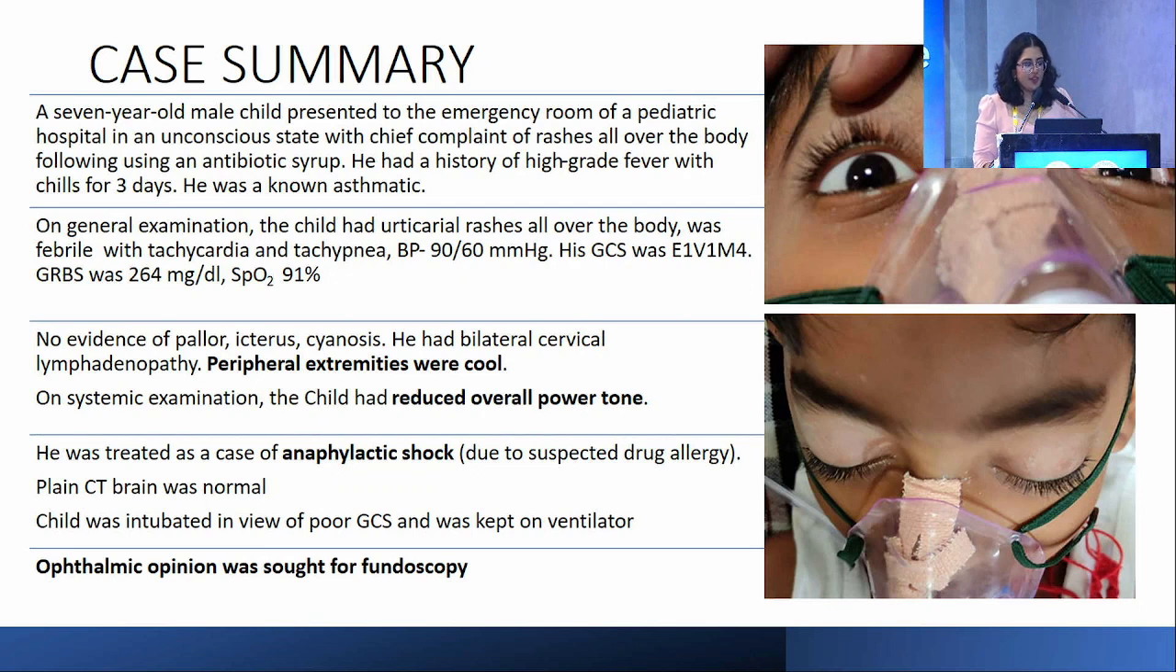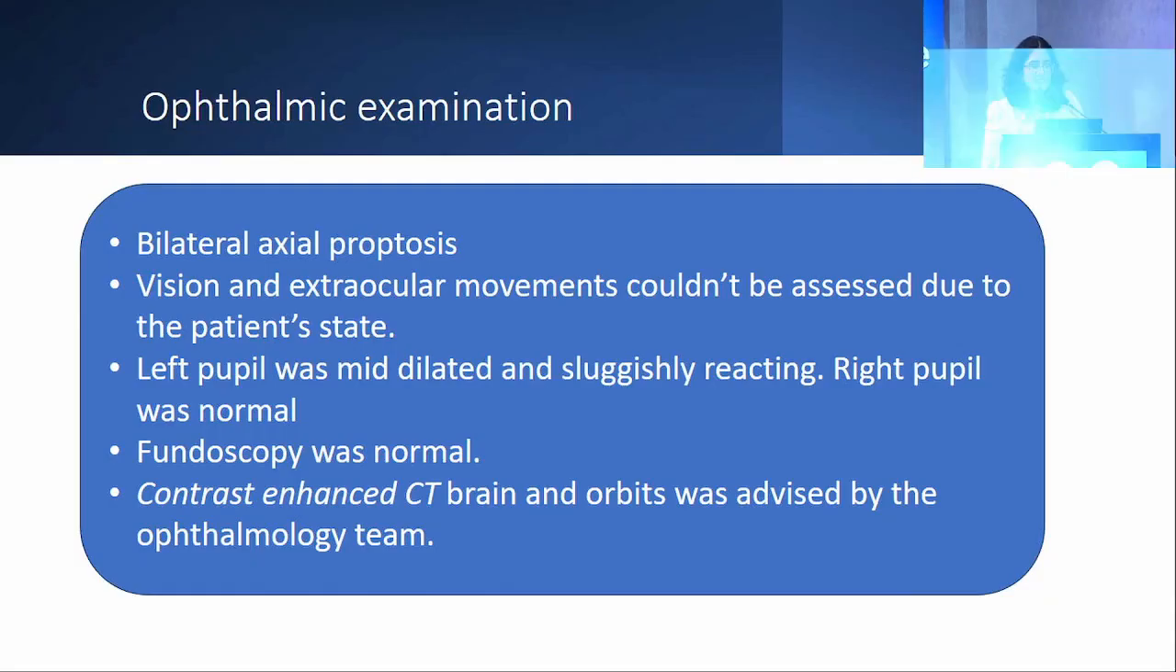Plain CT brain was normal. The child was intubated in view of poor general condition and was kept on a ventilator. Ophthalmic opinion was sought for fundoscopy. On ophthalmic examination, we saw bilateral axial proptosis. Vision and extraocular movements couldn't be assessed due to the patient's state. The left pupil was mid-dilated and sluggishly reacting. Fundoscopy was normal. Contrast-enhanced CT brain and orbit was advised by us.